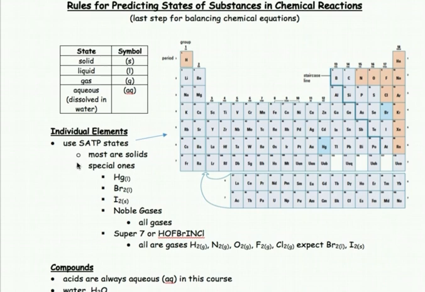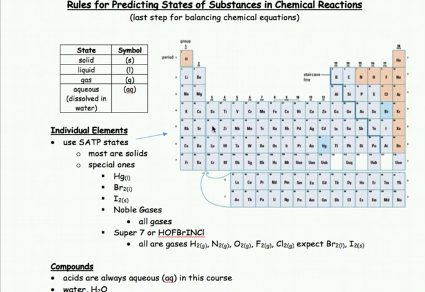If it's just an element coming in or in the reaction, most are solids. If you take a look here, the majority of this table is light purple. But there are exceptions, right? I said mercury and bromine, remember, memorize those. Those are the liquids. And iodine is a solid, okay? And all the noble gases are gases.